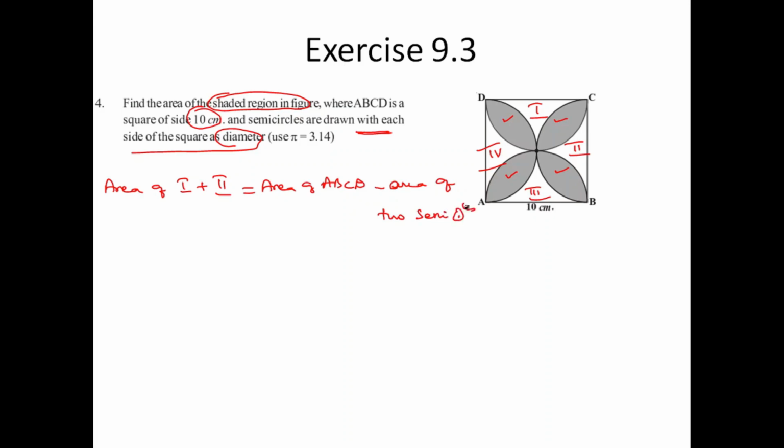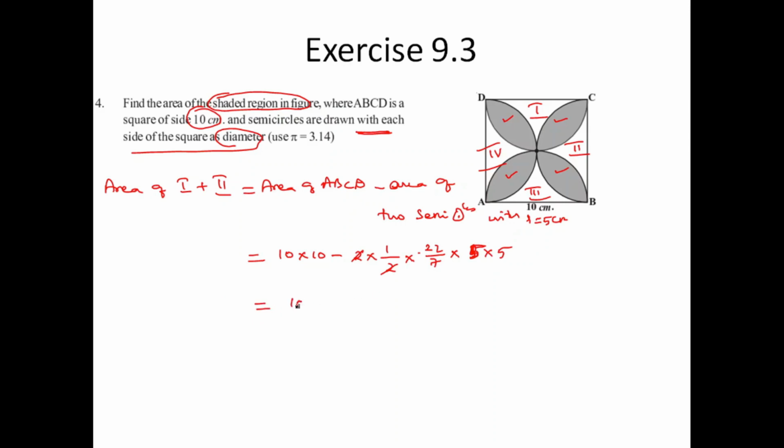Area of two semicircles with r equal to 5 centimeters. So this is clear. The area of the semicircle is 10 into 10 minus 2, as I am having two semicircles. A semicircle is half of pi r squared, that is 22 by 7 into the r value, 5 into 5. This is clear. So this is removed simply, right?